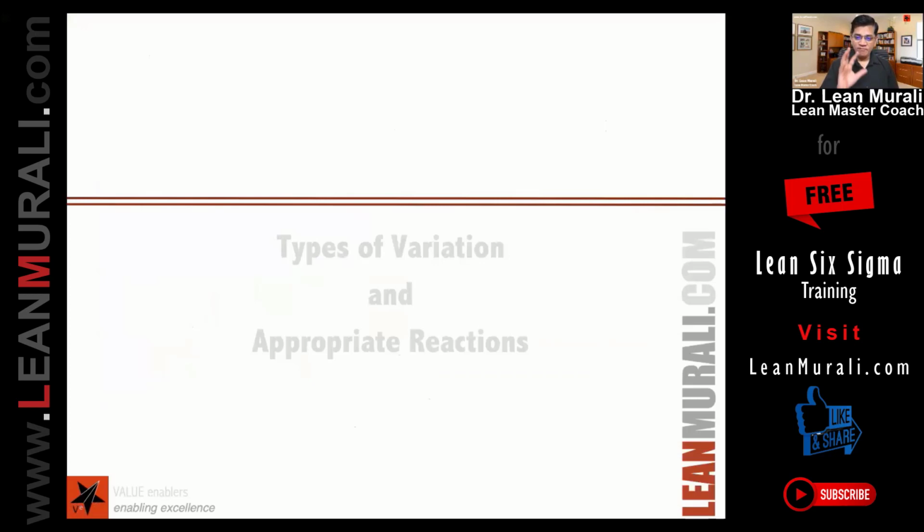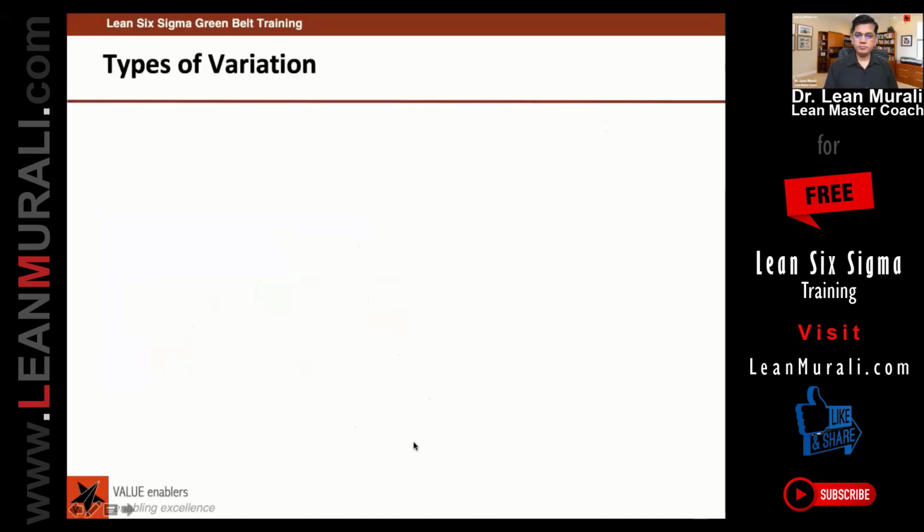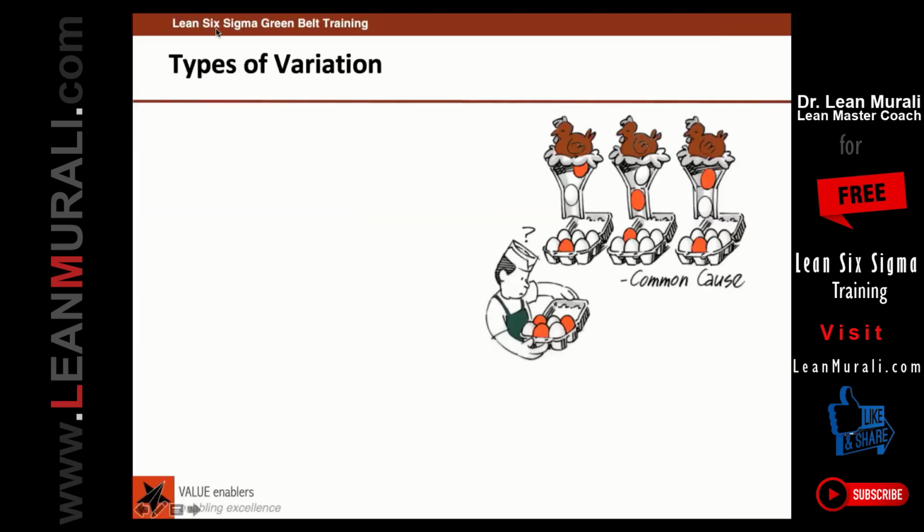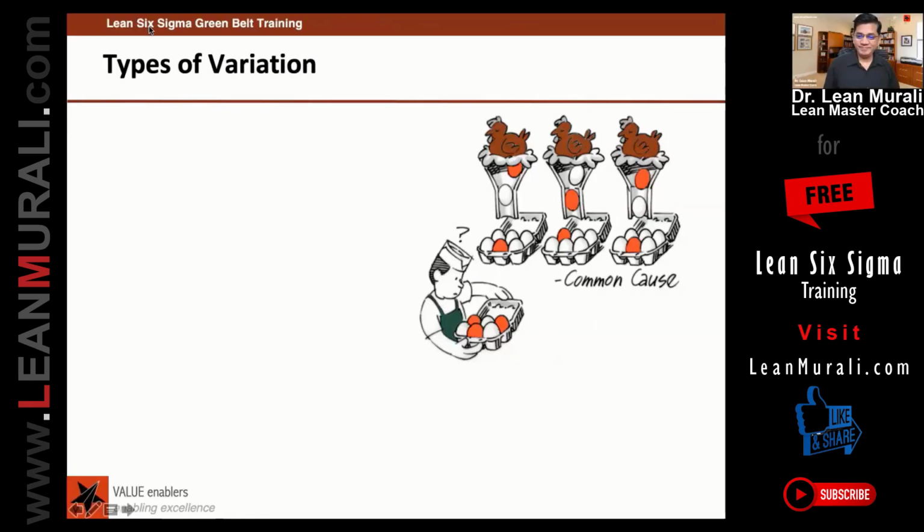Now let us dive deep into the types of variation and what are the reactions based on the variations. All right. Now I'll bring in some interesting pictures. What do you see on the screen? Okay, eggs. You see a chef, poultry business, rejected eggs, color of the eggs, birds producing eggs.